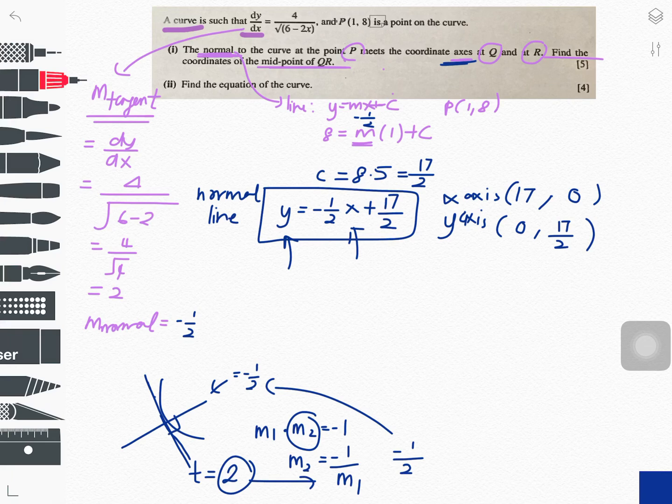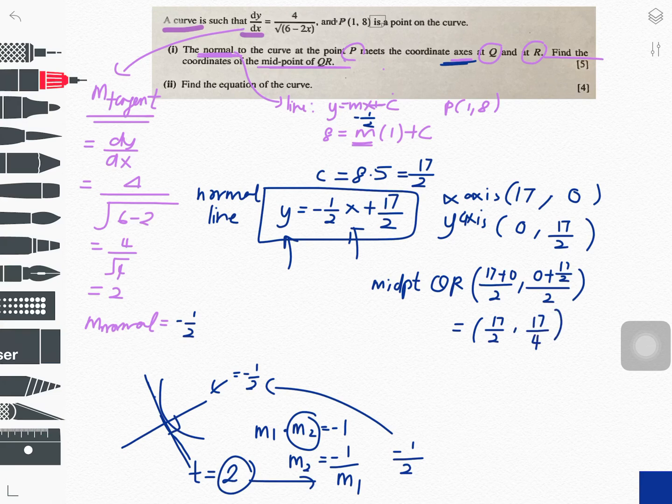So find the midpoint. Any one of it can be Q and the R. You don't know, who cares? They never tell me which one is where. All I want is the midpoint of QR. So find the midpoint: x1 plus x2 divided by 2, y1 plus y2 divided by 2. 17 over 2 comma 17 over 4. You write in decimal. This looks ugly. Okay, you write in decimal.